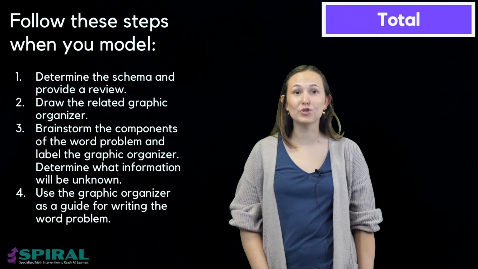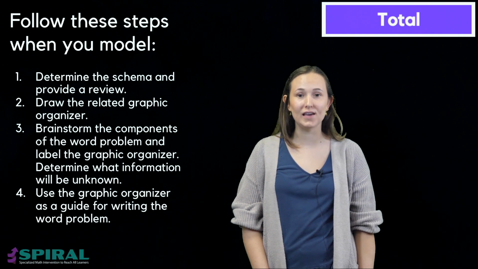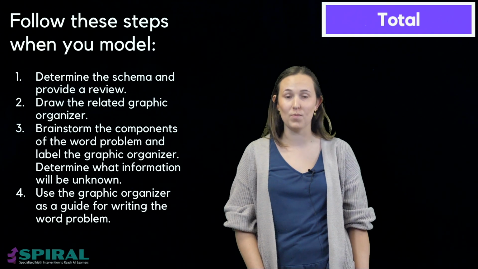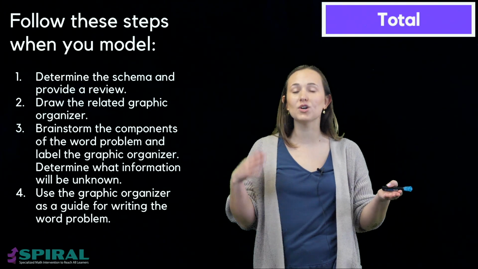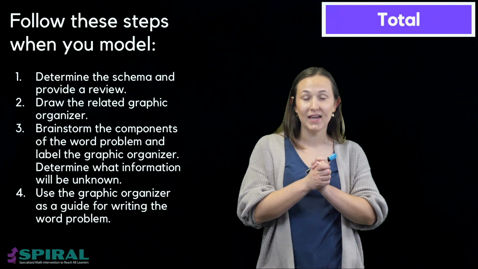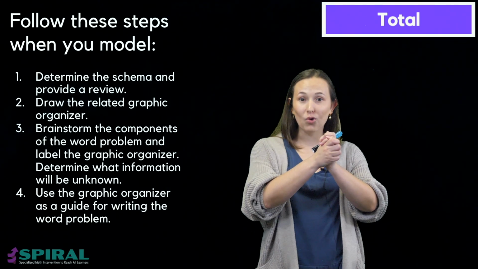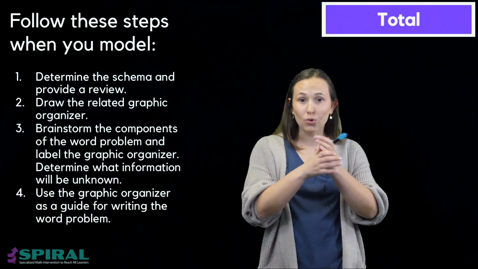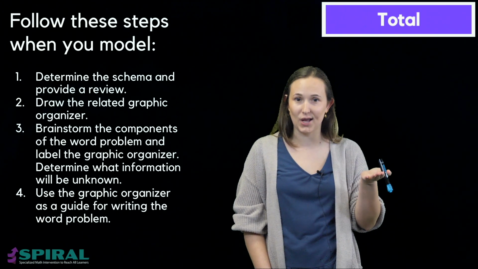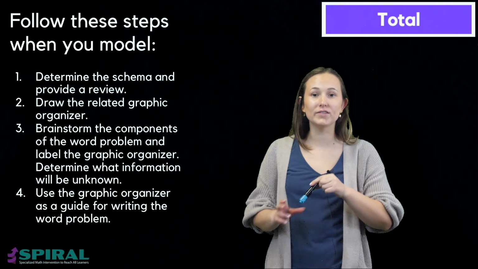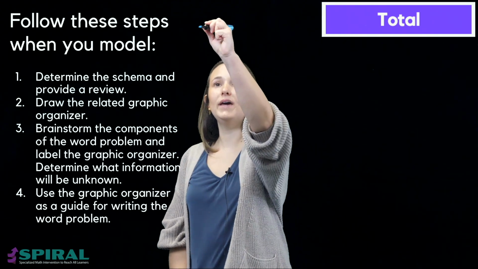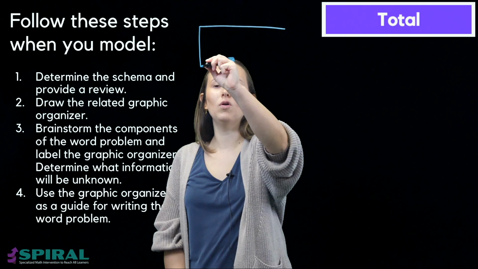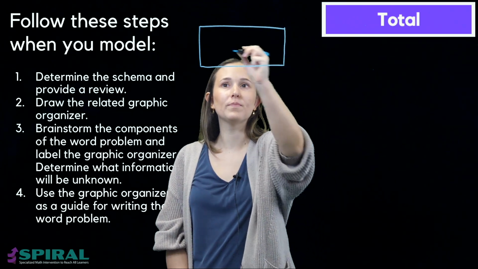To model how to write a total problem, you'll first want to give a brief review of what a total problem is. So you might say, remember, total problems are problems where parts are put together into a total. In some total problems, the total is unknown, and in other total problems, one of the parts is unknown. Next, you will want to draw the related graphic organizer. So for a total problem, we have our total graphic organizer.